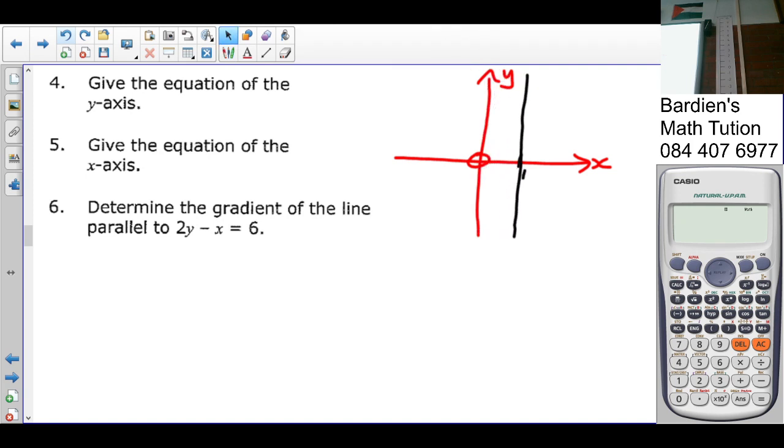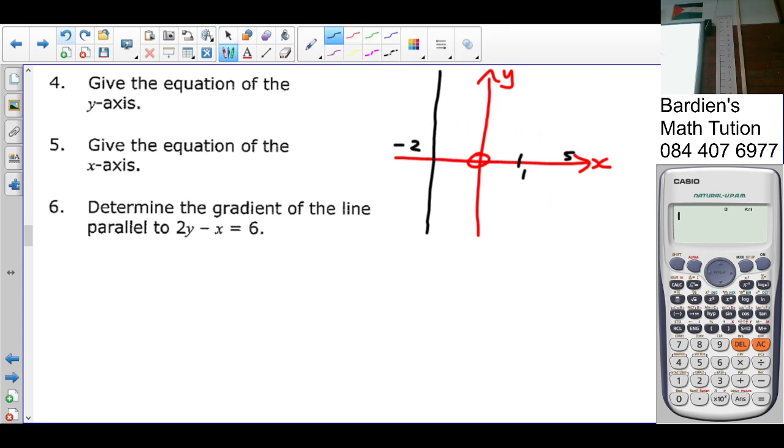X equal to 1. What's the equation of this line if that was cutting at 5? X equal to 5. What is the equation if that line is cutting at -2? X is -2. So what is the equation of that line then? X equal to 0. What's the equation of your x-axis? Y is equal to 0.